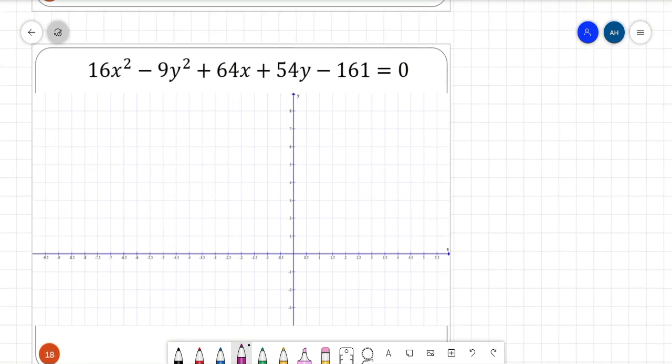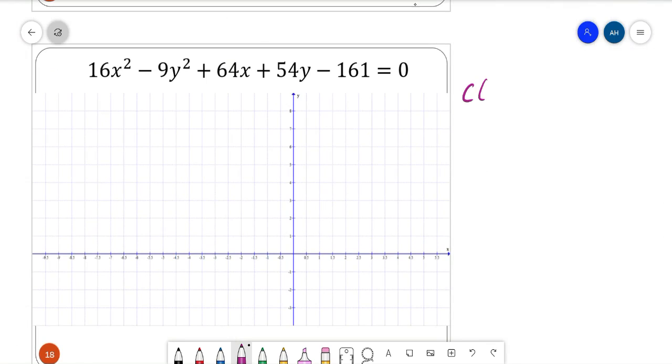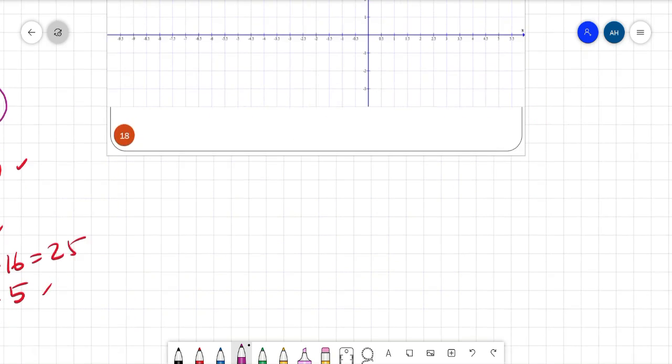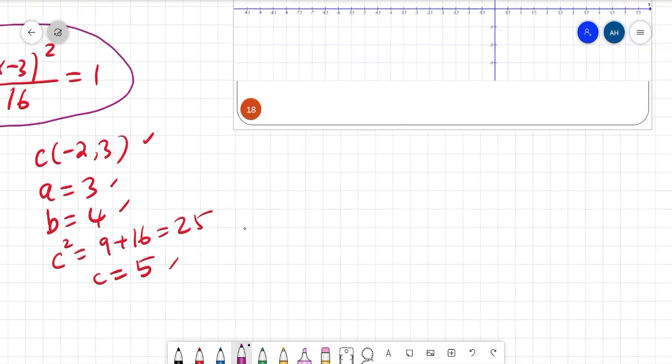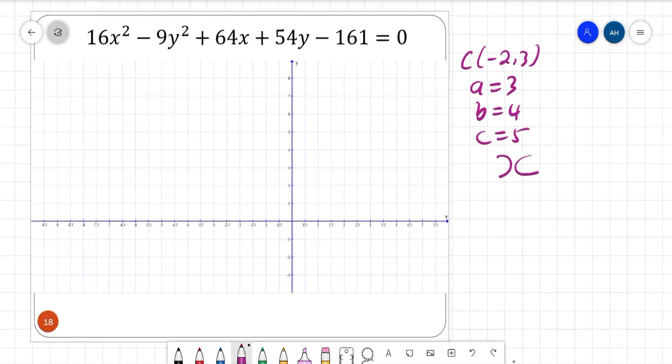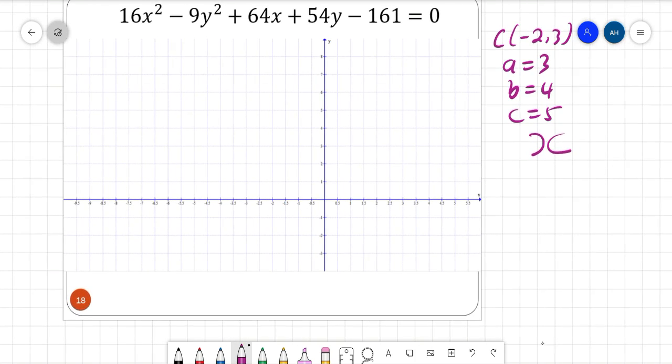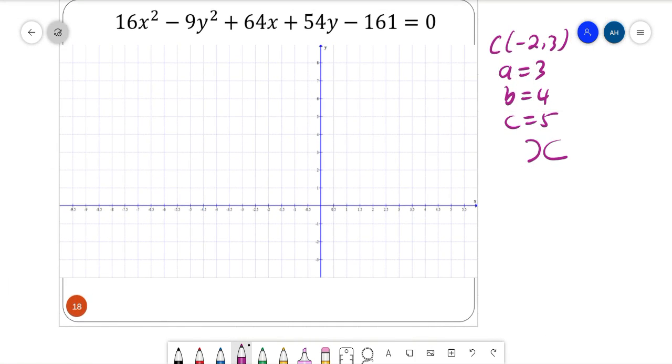So let's write it down again here. Center is negative 2, 3. a equal to 3, b equal to 4, c equal to 5, and the graph is horizontal. What else we have? a, b, c, 3, 4, 5, negative 2, 3. Yeah, so I copied that correctly. Okay, now let's plot these points. First, the center of it, that is negative 2, 3. Negative 2 and go up 3. That point should be the center.